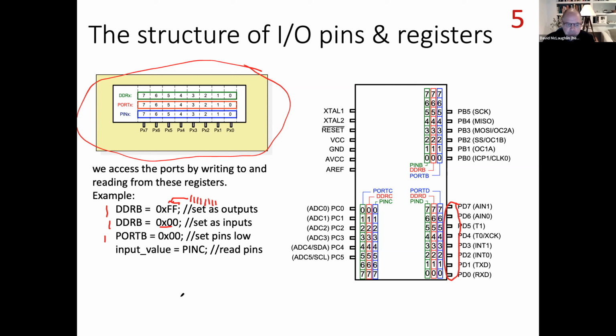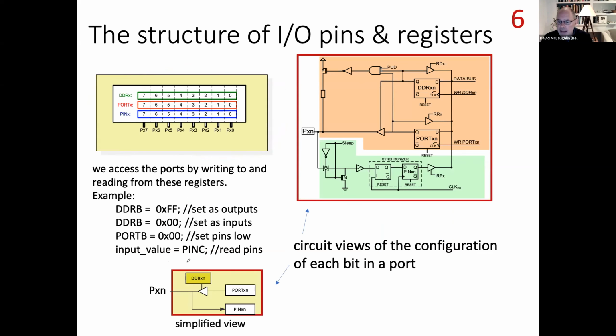We'll get to that. Okay, if I wanted to read some pins, right, then PINC is the register that captures the actual value of those pins. So what I would do is I would have some variable, let's call it input value, and I would set that equal to PINC. Then the variable input value would now have the value of all those pins. Okay, this is the hardware that actually makes this happen.